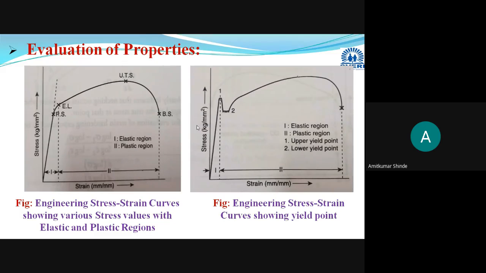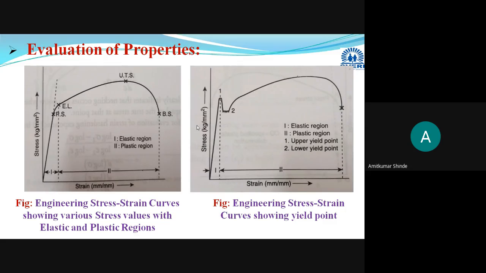Different types of curves will be obtained depending on the material. Here I have taken some curves. You can see the engineering stress strain curve showing the various stress values with the elastic and plastic region in the first diagram, that is the diagram towards the left hand side, and the right hand diagram is the engineering stress strain curve showing the yield point. Different terminologies are there, that I will explain one by one.